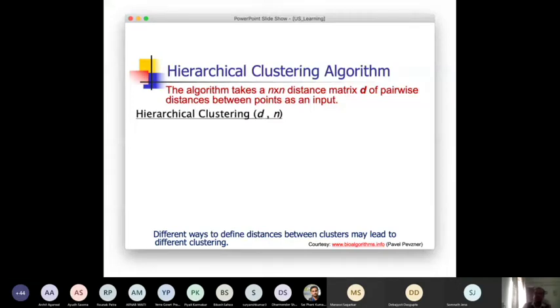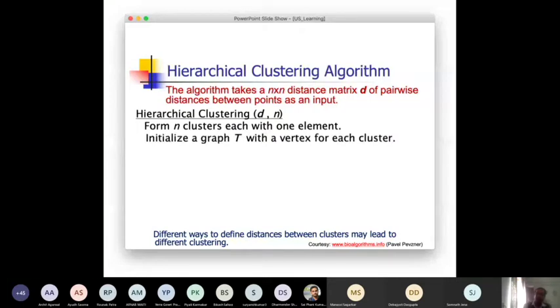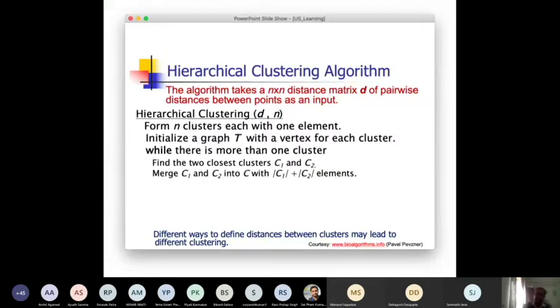So, just a rough description of this hierarchical clustering algorithm, which I mentioned, is that those steps are described here. You can see that your input is an n cross n distance matrix, and you are forming n clusters because there are n points, and then you form that hierarchical tree, which can be represented like a graph, but it is a tree actually. For each cluster, if there is more than one cluster, find the two closest clusters, C1 and C2, then merge them. Naturally, merging means that you include all their elements into a single cluster, and then you go on doing these things.